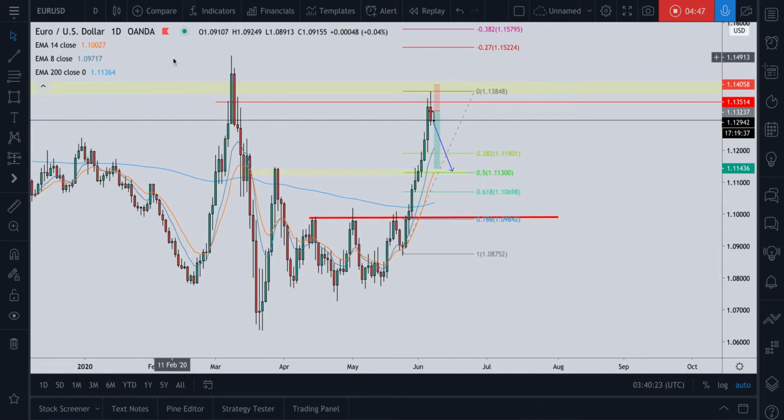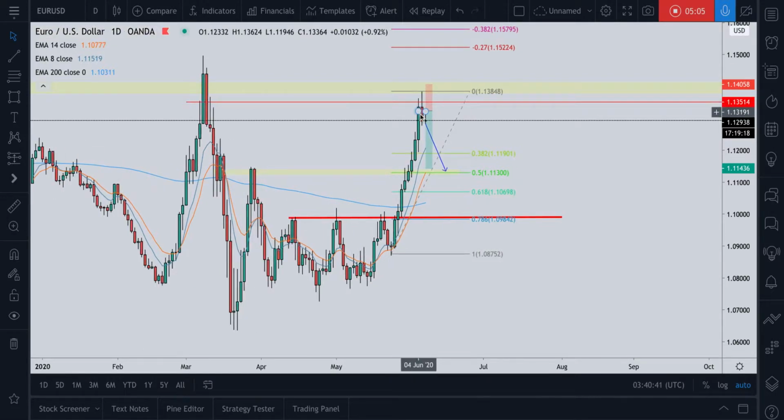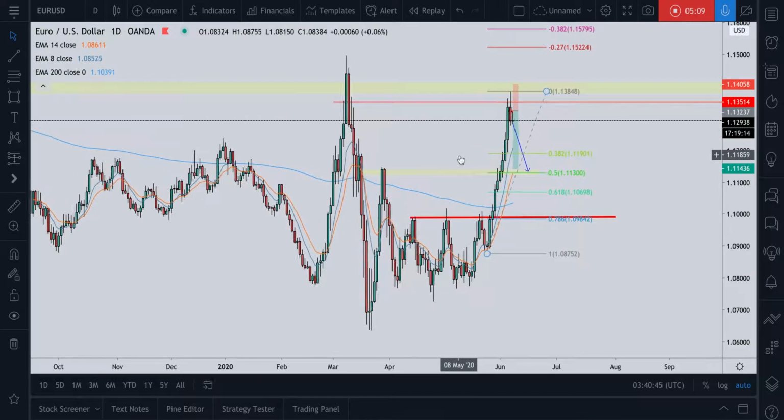And when you look at the commitment of traders, you're seeing a lot of institutions, a lot of banks are taking long position in Euro USD. They're adding a lot of long position in Euro, and they're closing their long position in USD, meaning they are selling their dollar to buy euro. So right now we're gonna see a temporarily pullback here before continuing to the upside.